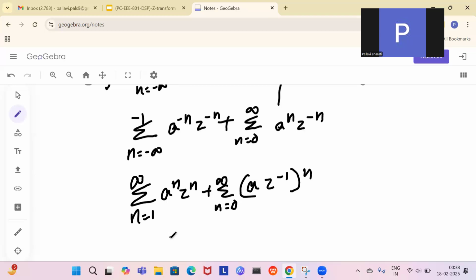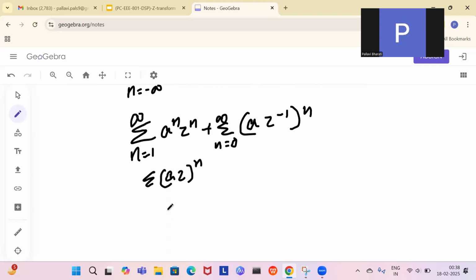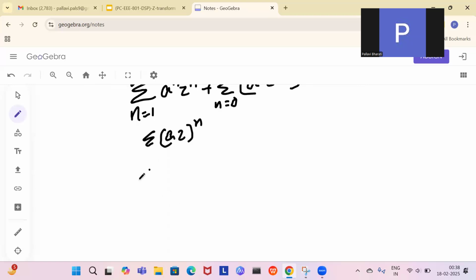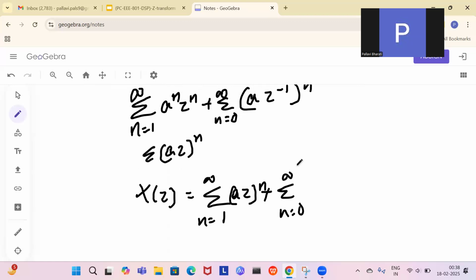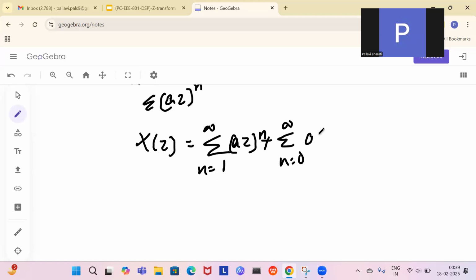And this is going to be (a z) to the power n. Right. So let me write it very nicely now. Once again, X of z is going to become the sum from n equals 1 to infinity of (a z) to the power n, and this one will be plus the sum from n equals 0 to infinity of (a z inverse) to the power n.